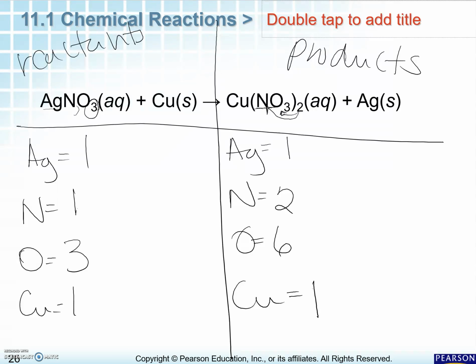Now we have to work on balancing. So first of all, Ag, that one's good to go. We don't have to worry about it. So let's look at nitrogen. Nitrogen, we only have 1. On the right, we have 2. So let's multiply each side by 2.